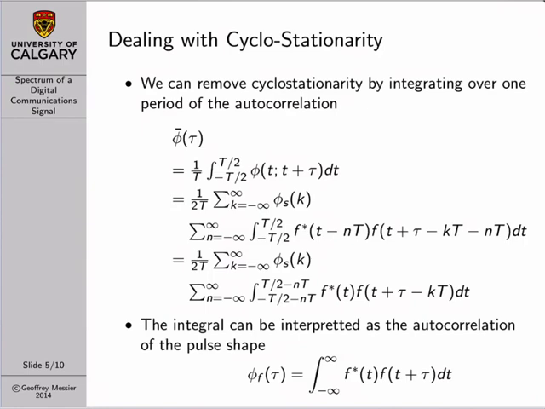Now, when presented with a cyclostationary signal, the standard trick is to average out the periodic variation. And so what we're going to do is come up with an averaged version of our autocorrelation, which is just equal to our original autocorrelation expression integrated over the symbol time, and then multiplied by a normalization factor of 1 over T. So we're just going to use an integral to average one period of our periodic autocorrelation function.